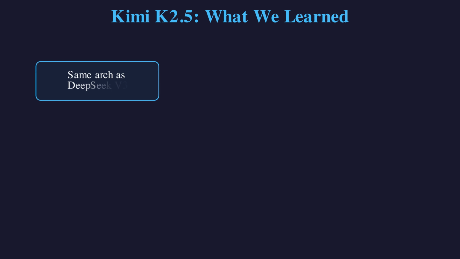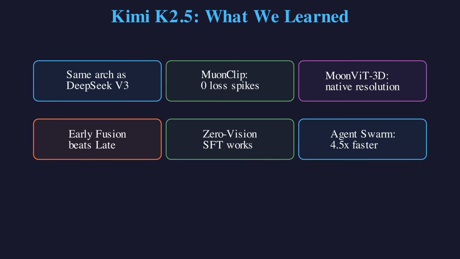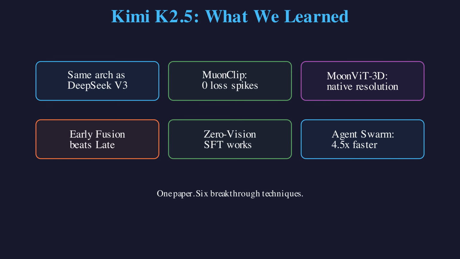Let's step back and look at the full picture, because one paper just delivered 6 breakthrough techniques, and each one is impressive on its own, but together they tell a much bigger story. They took the same architecture as DeepSeek V3 and used MuonClip to deliver zero loss spikes across 15 trillion tokens of training. MoonViT-3D brings native resolution vision without any compromises.